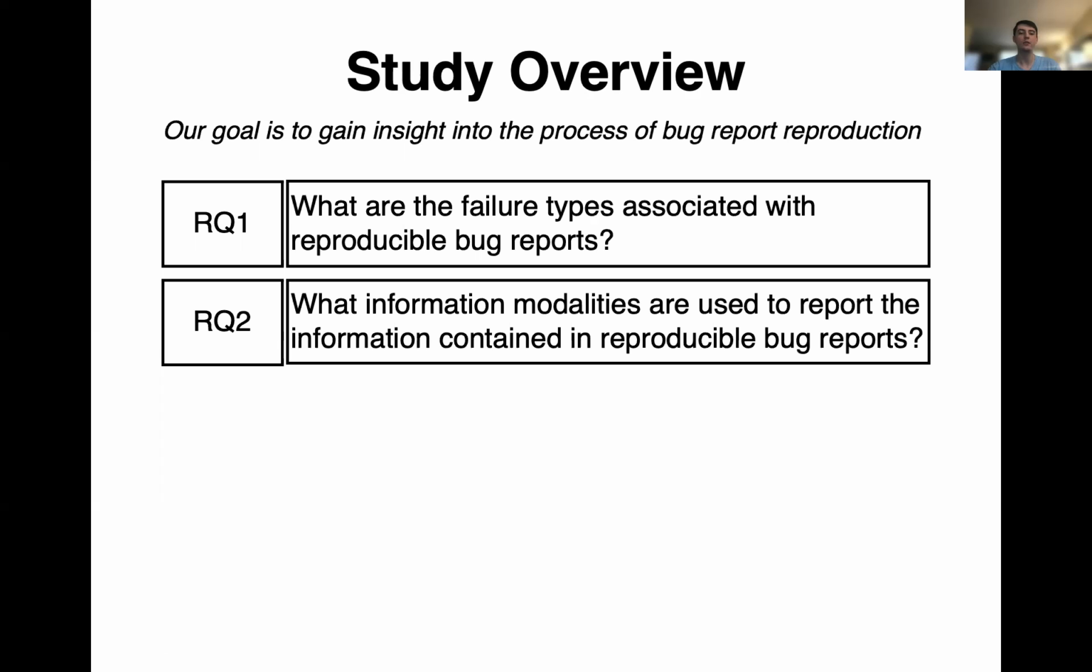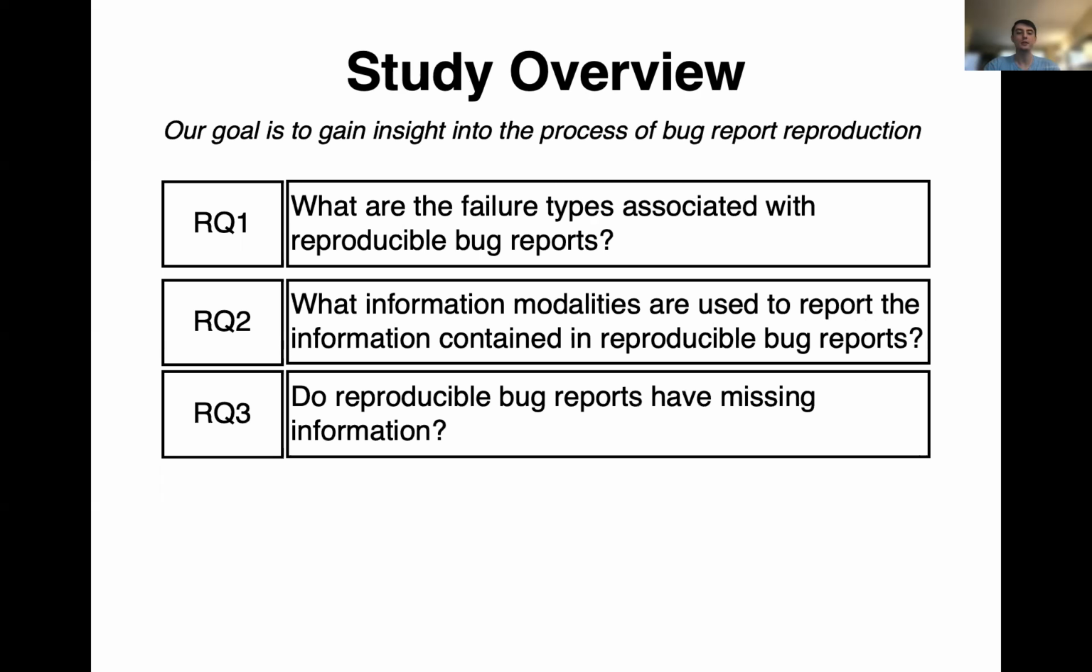RQ2 asks what information modalities are used to report the information that is contained in these reproducible bug reports. So how often are images, recordings, and text being used to relay the information that is needed to reproduce these bugs? RQ3 asks if reproducible bug reports have any missing information, which is especially relevant to automated techniques, which might not be able to easily infer this missing information.